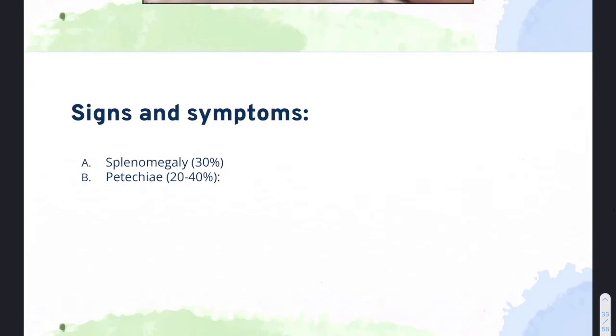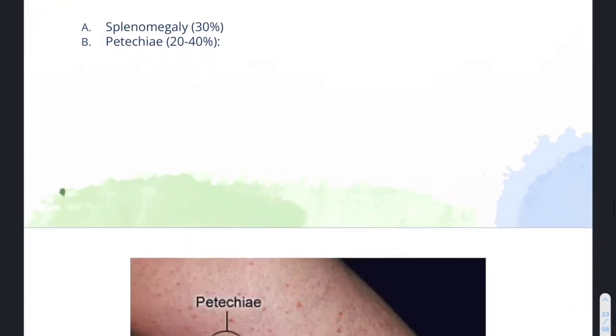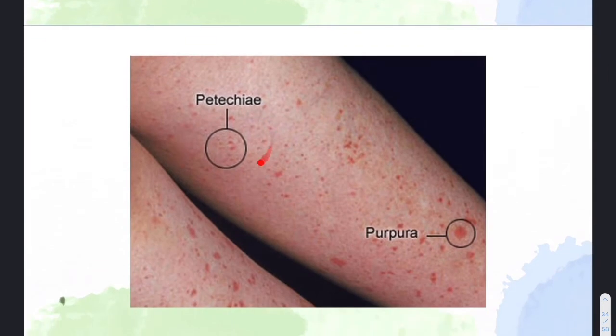There are other signs and symptoms, including splenomegaly. It could be because of splenic artery occlusion or spleen abscess. And then we have petechiae, which are small red non-blanching macular lesions caused by intradermal capillary bleeding. This is what petechiae look like. Other symptoms might include neurological manifestations, like seizure due to septic emboli, stroke, hemorrhage, meningitis, encephalitis, or abscess in the brain.